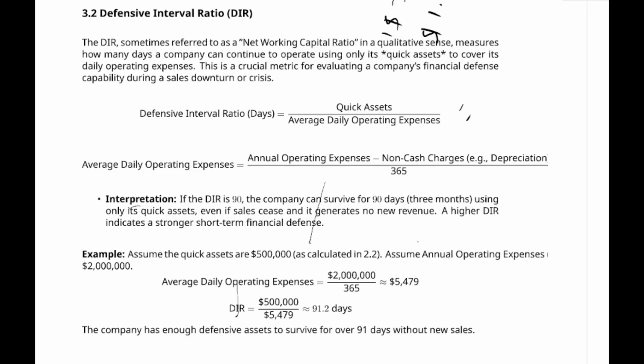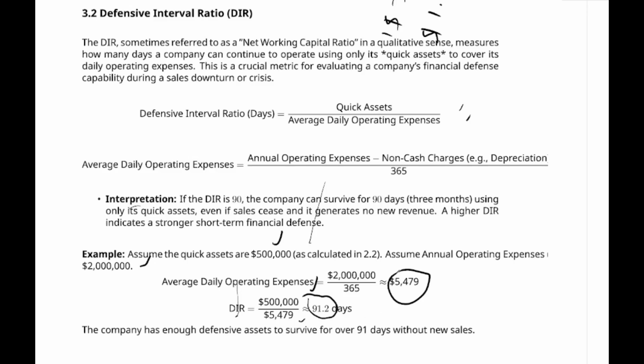So let's look at this case. This company has quick assets of 500,000, and assume annual operating expenses are 2 million. So we convert to average daily operating expenses, that is 2 million divided by 365, which is 5,479. By using this quick asset, how many days can this company survive on its average daily operating expenses? We calculate 500,000 divided by 5,479, that means 91.2 days.